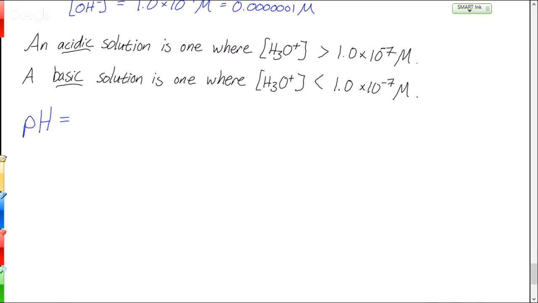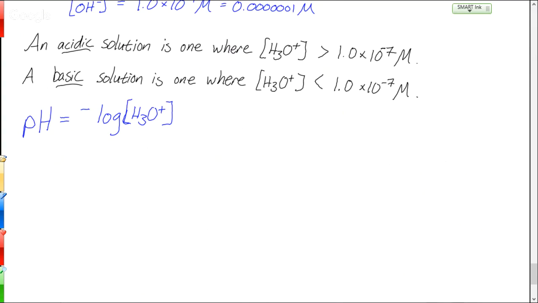The pH is a calculation. It is the negative log of the hydronium ion concentration.